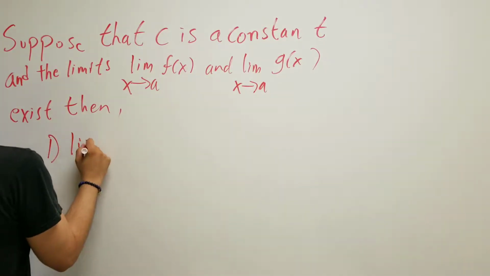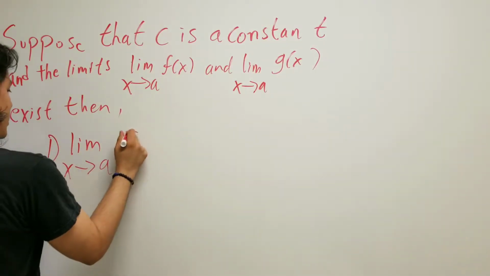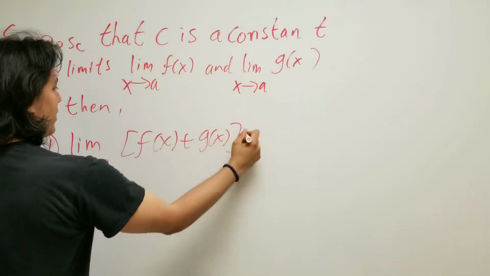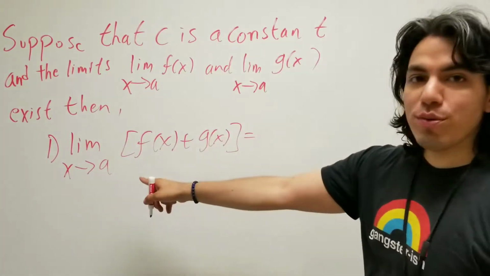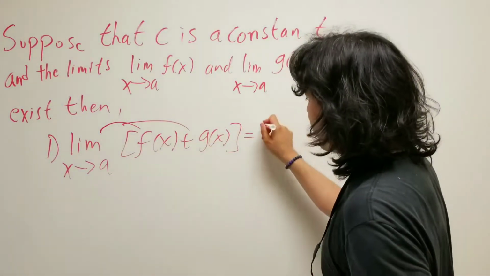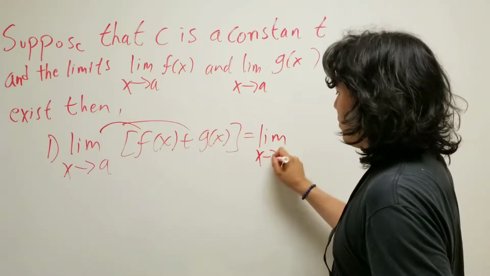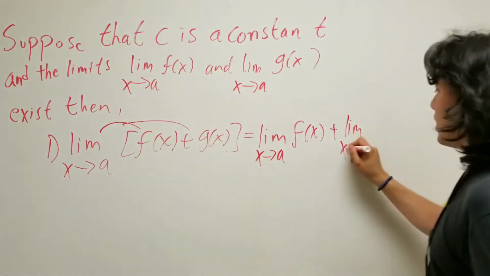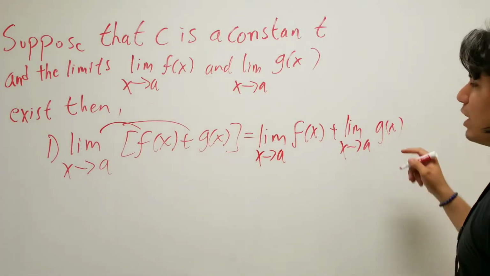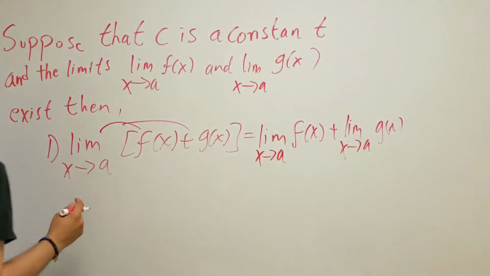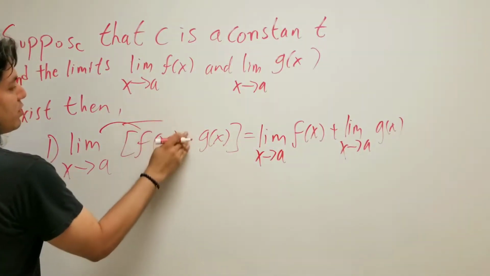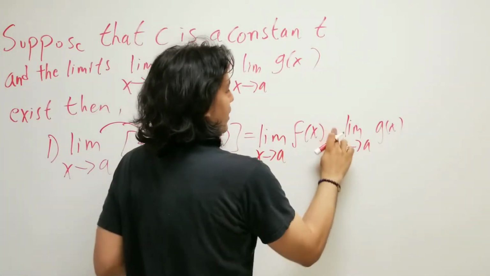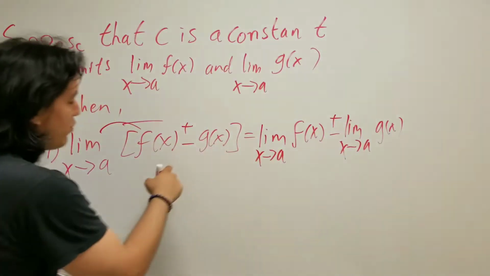1. The limit as x approaches a of f of x plus g of x, close bracket, you're allowed to distribute the limit as if it were part of the distributive law. So you have the limit as x approaches a of f of x plus the limit as x approaches a of g of x. You're allowed to distribute that. This is true for both addition and subtraction.